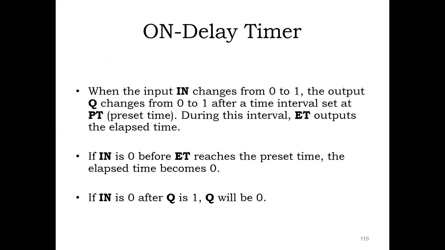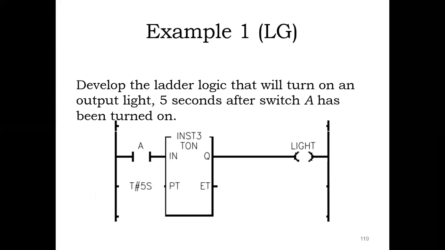When the input changes from 0 to 1, the output Q changes from 0 to 1 after a time interval set at the preset time. During the interval, ET outputs the elapsed time. If IN becomes 0 before ET reaches the preset time, the elapsed time becomes 0. If IN becomes 0 after Q is 1, Q will be 0. So develop the ladder logic that will turn on an output light 5 seconds after switch A is turned on.